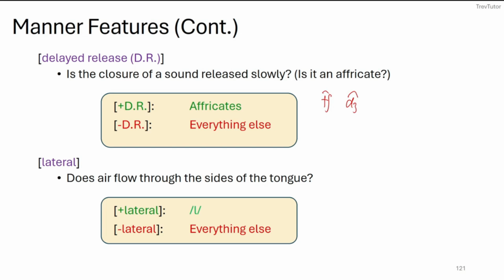Now, in terms of our last feature here, lateral, we're asking whether air flows through the sides of the tongue or not. So in English, we have L, and then we also have our dark L as plus lateral sounds, and everything else will be minus lateral.